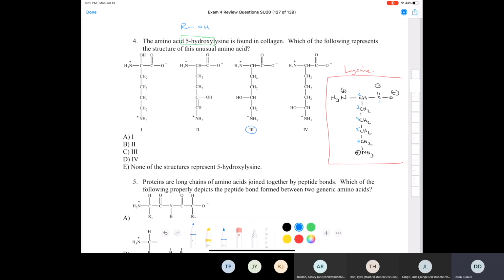So which one of these has an alcohol on the 5th carbon? The answer is number 3, right? Hopefully you can see pretty clearly that the correct answer is C, because on the 5th carbon I have a hydroxy group, and so I have 5-hydroxylysine. Keep in mind, it tells us right here, it's an unusual amino acid. It is not one of the 20 naturally occurring amino acids.